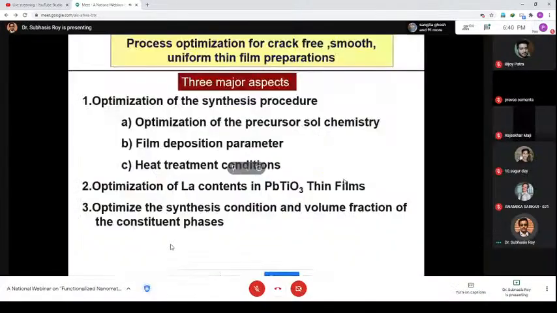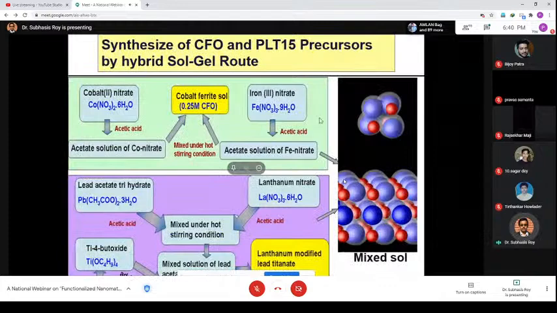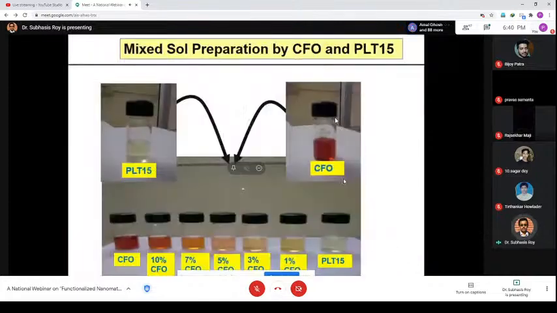After that, we optimized the process parameters: the sol chemistry, the lanthanum content in the lead titanate, and finally the synthesis conditions and the volume fractions of the constituent phases. This is the process to synthesize the material. We fabricate the thin film by making two salts, one is lanthanum acetate trihydrate salt, and another is cobalt nitrate with solvent. After making it, this is the stable salt we prepared.